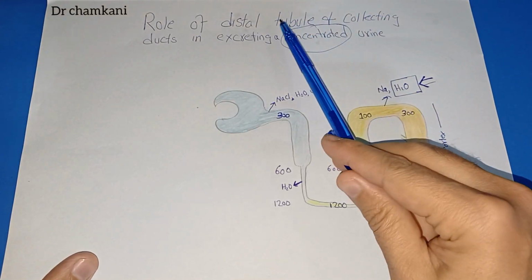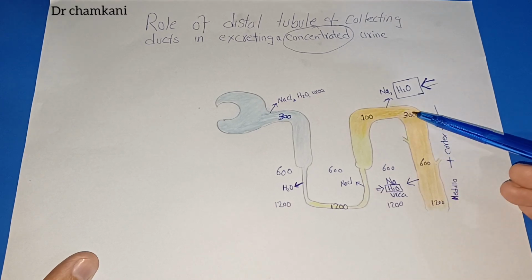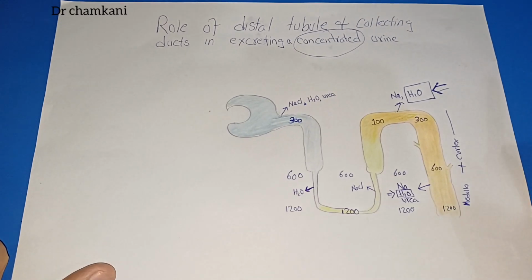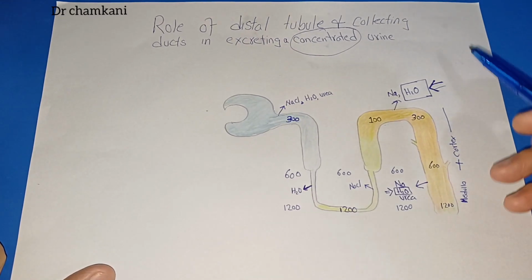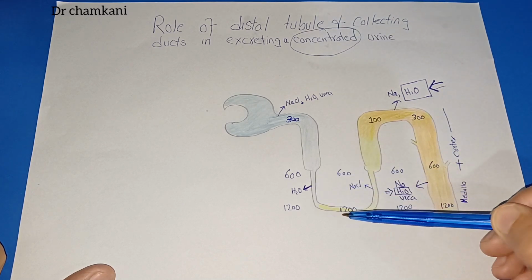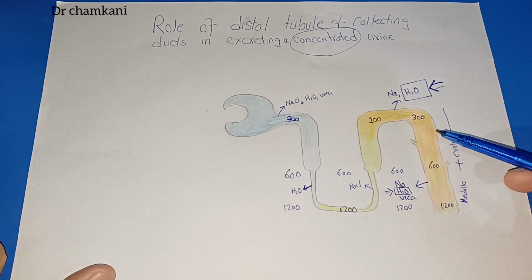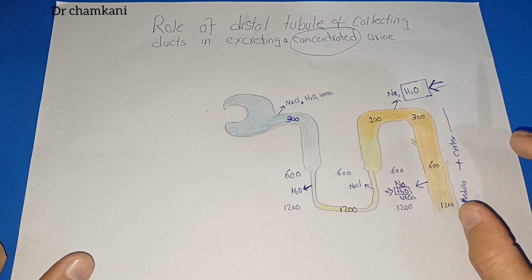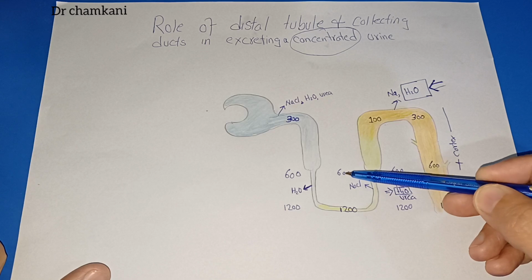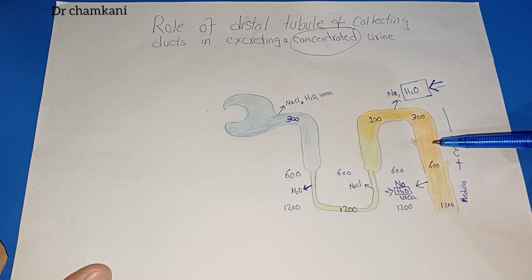Today in this lecture we will talk about the role of distal tubule and collecting ducts in excreting concentrated urine. Previously in our last few lectures we mentioned repeatedly that the requirement for excreting a concentrated urine includes a highly concentrated renal medulla, or high osmolarity of the renal medulla, and release of ADH, antidiuretic hormone. So now we will look at how the ADH and the hyperosmolar renal medulla help the distal tubule and the collecting ducts in concentrating the urine.